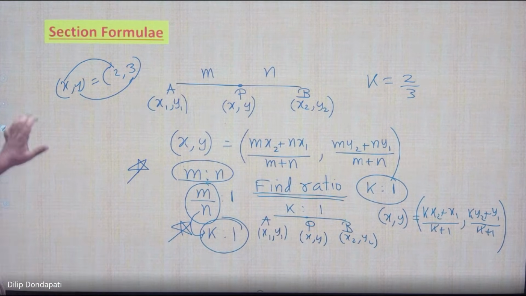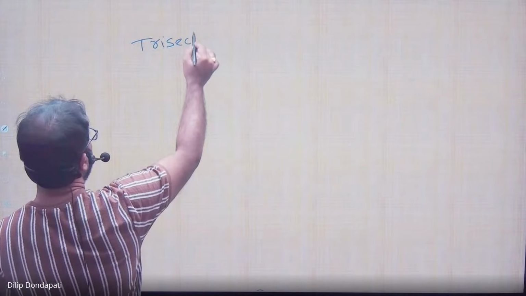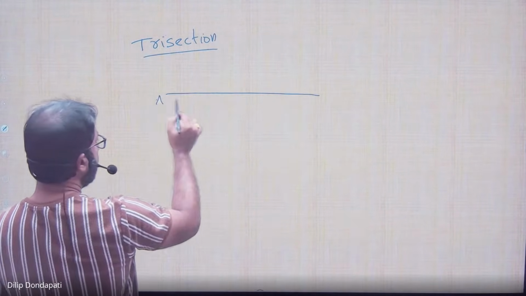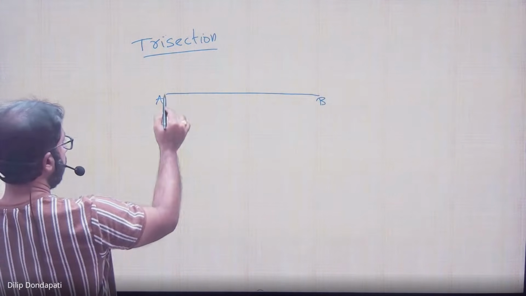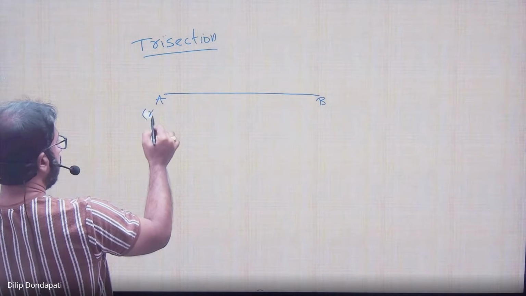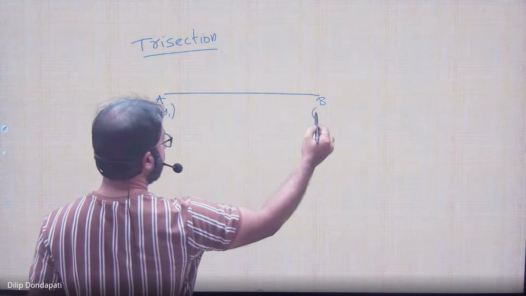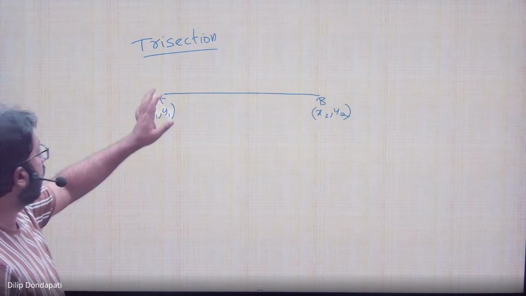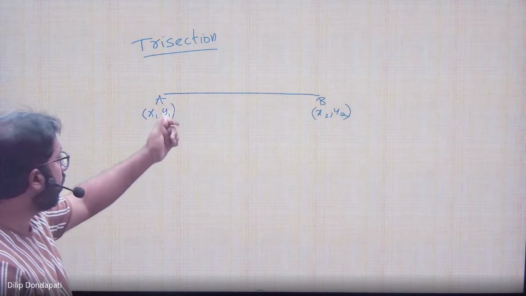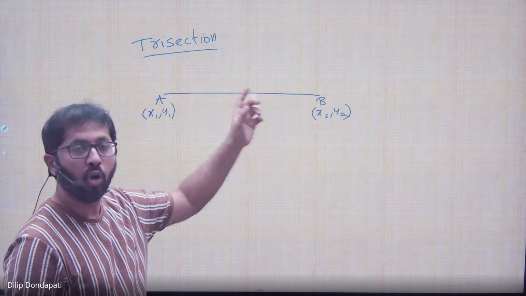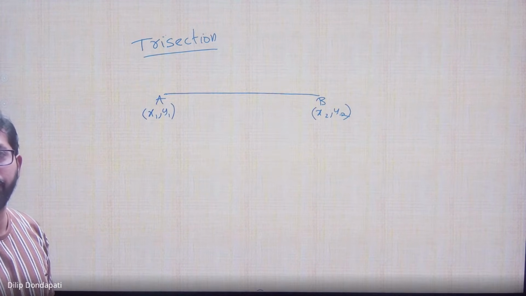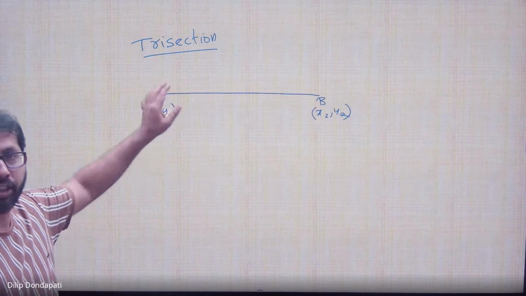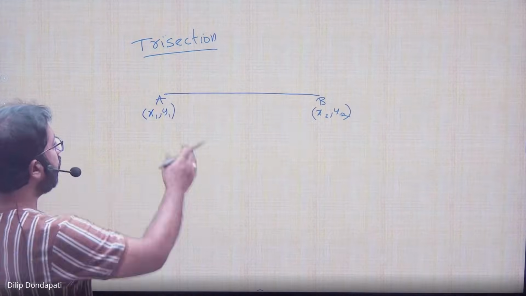Okay, suppose they give trisection. What is the meaning of trisection? The name itself indicates it. Tri means 3, right? We have to divide this line segment into 3 segments. How many points do I have to put in between so that the line will be divided into 3 parts?